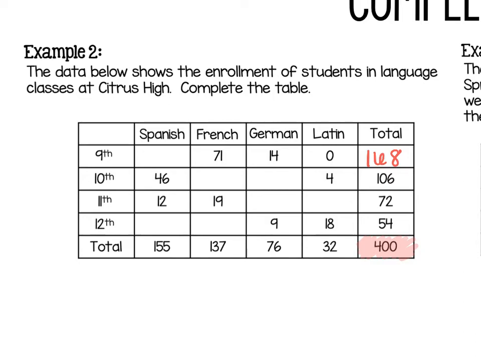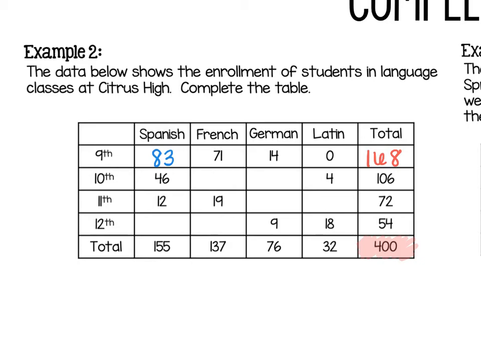9th grade. Now, I can also calculate other frequencies based on my marginal frequencies now that they're all filled in. So if I want to start at 9th grade, fill in the 9th grade, I have all but one value. So 168 students are in 9th grade, minus the 0 in Latin, minus the 14 in German, minus the 71 in French, leaves me with 83 students that take Spanish.